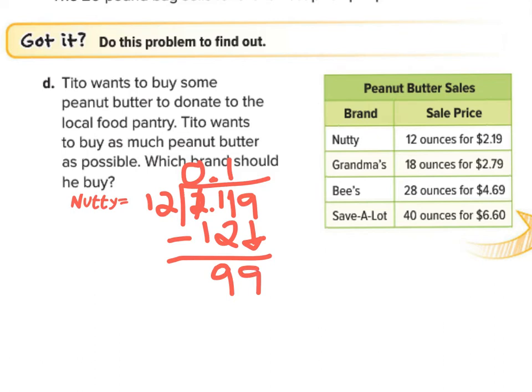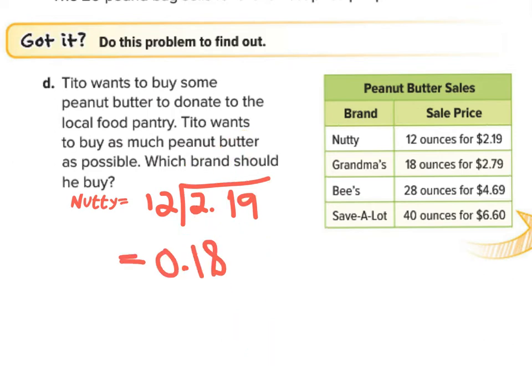How many 12s are in 99? Well, 12 times 9 is 108, but 12 times 8 is 96. And I have a remainder of 3. Right? So it's about 18 cents. You see right here? 18 cents. With a remainder of 3, but that remainder of 3, we don't have to worry about it because it's in the thousands, and it's not enough to change this value. So, at 18 cents, you would have to do that for each one.